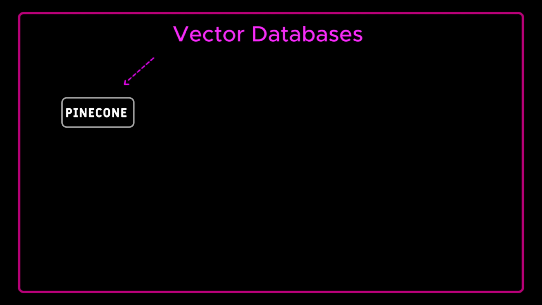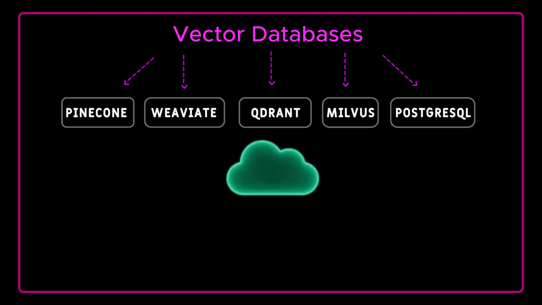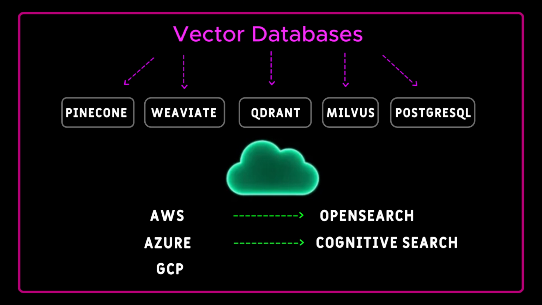One is your Pinecone, Weaviate, Qdrant, Milvus, and even Postgres with the pgvector extension. Here's something cool. Cloud providers are baking this in. AWS has OpenSearch with vector support. Azure has Cognitive Search. Google Cloud has the Vertex AI Matching Engine. So you don't always need a separate vendor.